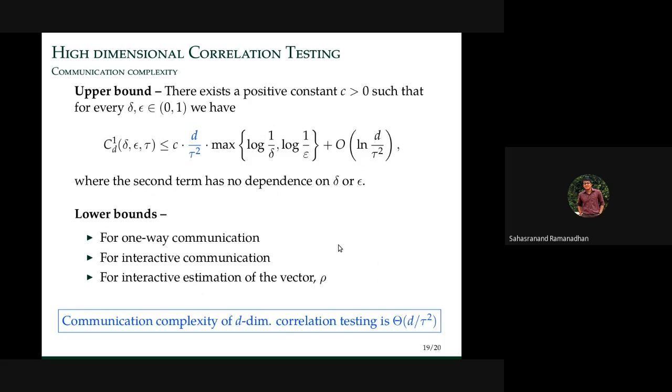So overall, the result is the communication complexity of this d-dimensional correlation testing that we defined here, where x is d-dimensional, y is a scalar, and we are asking if the energy of the correlation between y and the vector x is greater than tau square or is it 0? For this question, the communication complexity, rather the number of bits that you have to send, is of the order d by tau square. So with that, I end my presentation. I am open to questions or comments. Thanks.